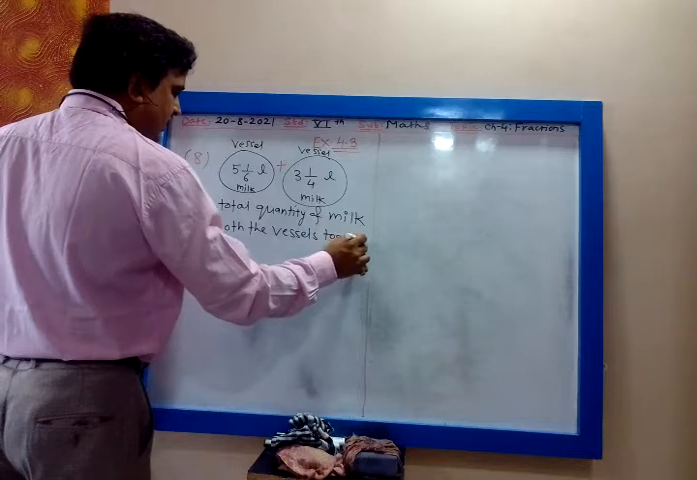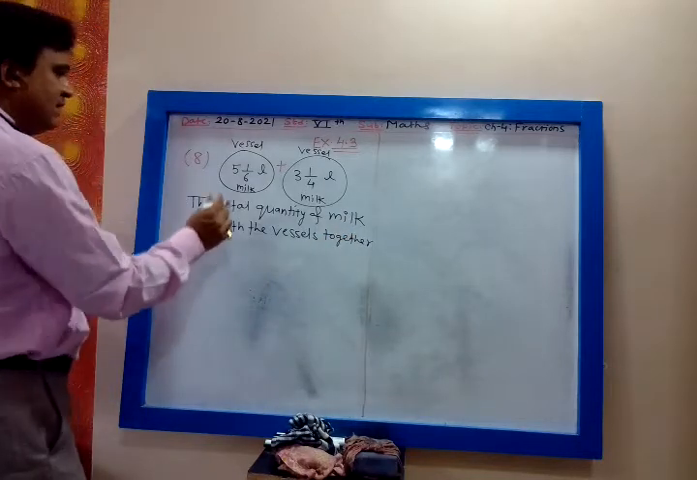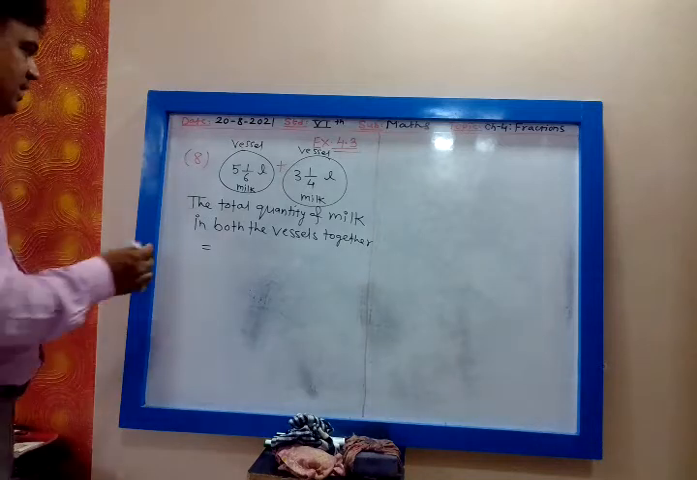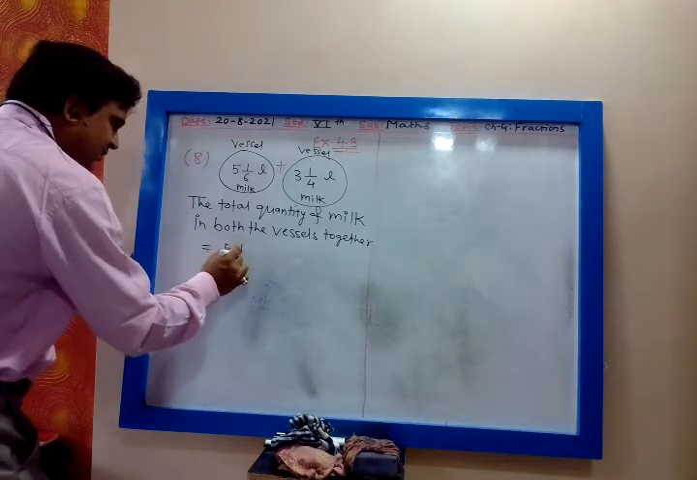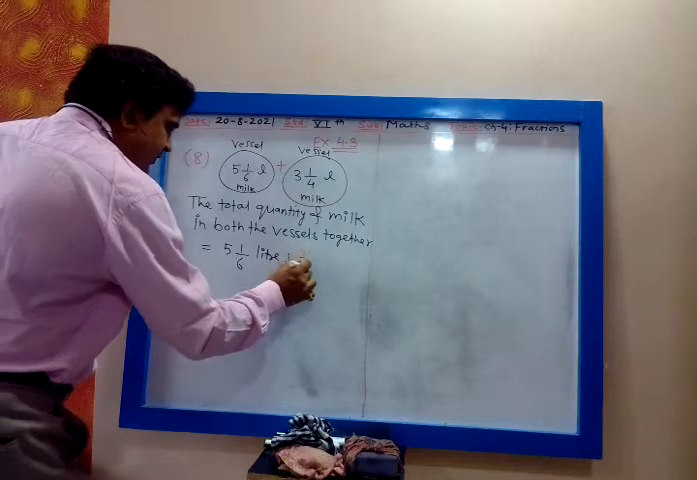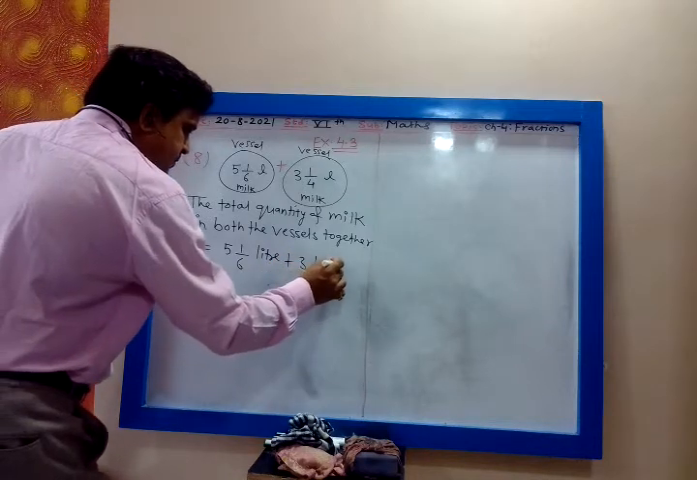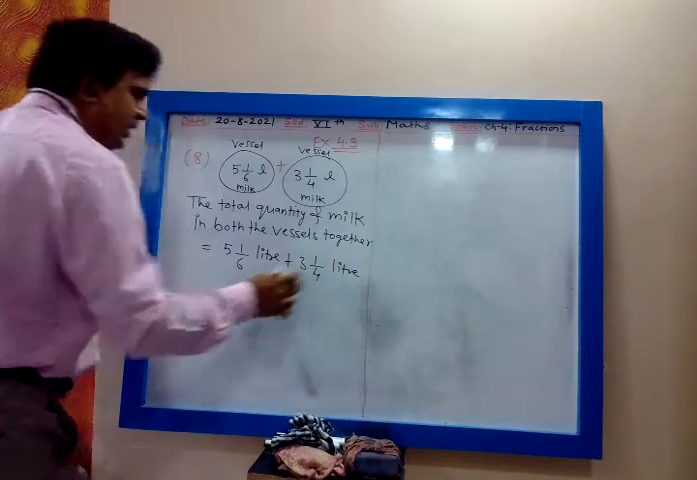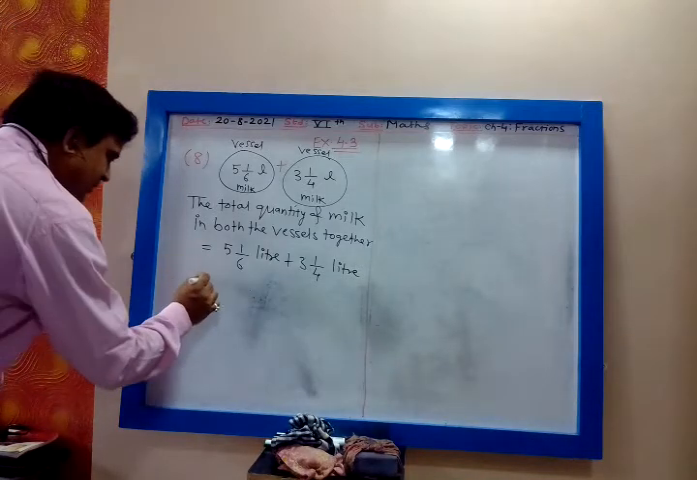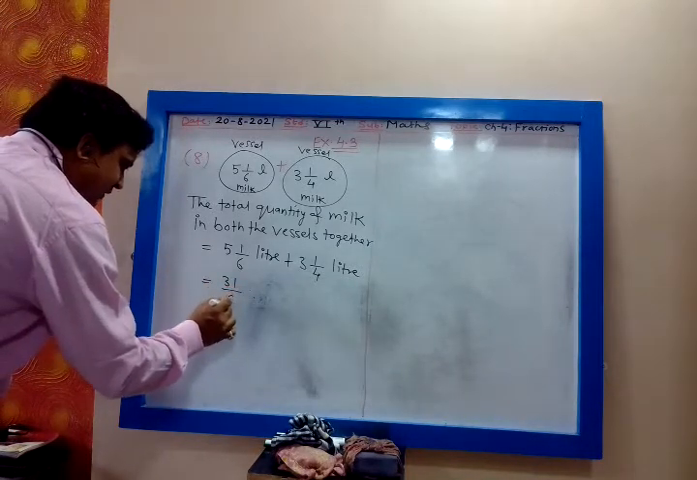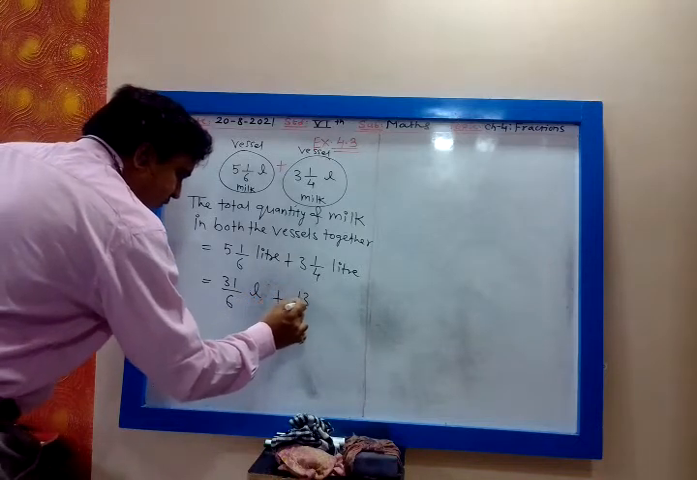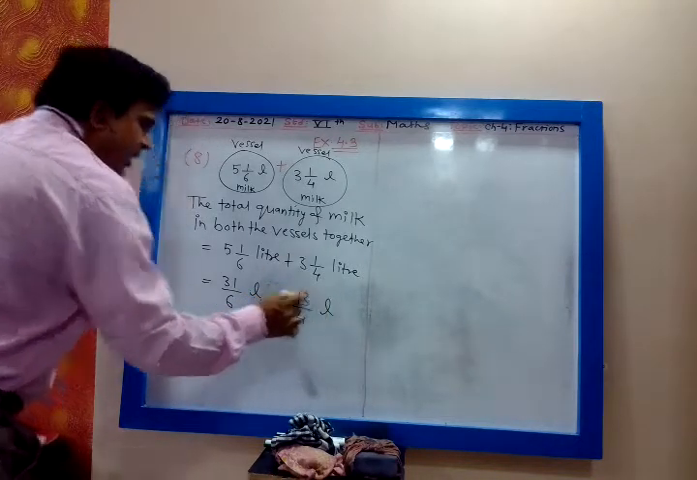The total quantity of milk in both the vessels together is, add both the quantities of milk. What is that? 5 1/6 liter plus 3 1/4 liter. They are mixed fractions, so convert them into improper fractions. 6 5s are 30, plus 1, 31/6 liter, plus 4 3s are 12, plus 1, 13/4 liter. Now how will you add this?